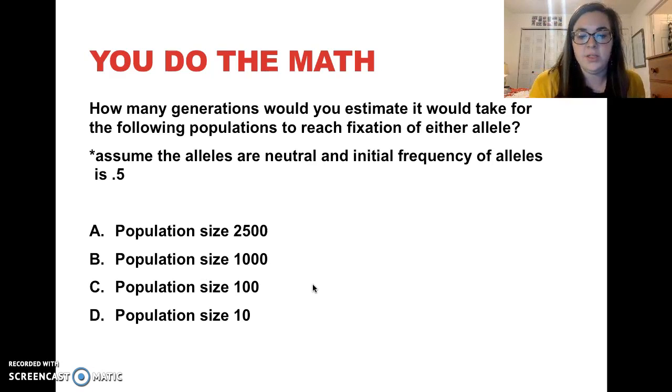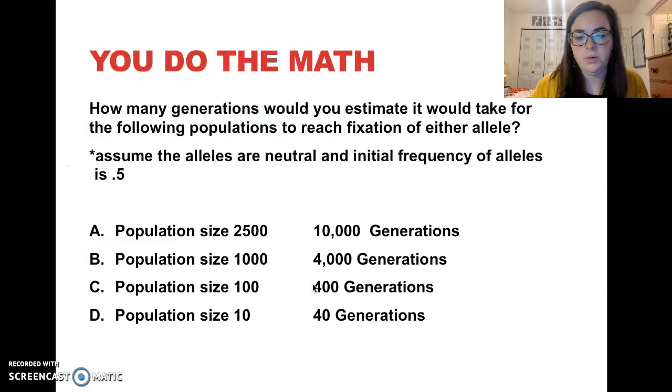Same with the rest of the numbers. 1,000 population size would be 4,000 generations. Population size of 100 would be 400 generations. Population size of 10 would be 40 generations. So there are our expected generation numbers.